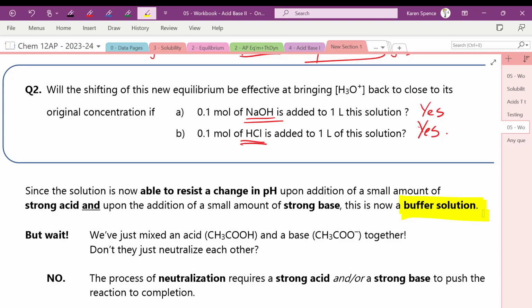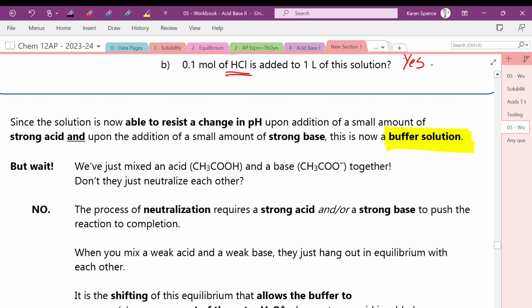But wait, this is something people often think. They think, we just mixed an acid and a base together. Don't they just neutralize one another? And the answer is no. The actual process of neutralization, where one rips something off the other and it turns all into water and the salt, requires a strong acid or a strong base. When you mix a weak acid and a weak base, they just hang out in equilibrium with each other. Nobody's ripping off protons. No one's donating protons. They're just chilling, just hanging out and chilling. Okay?